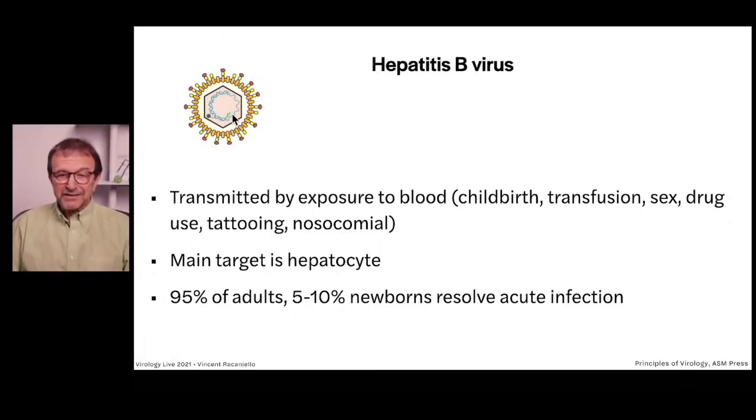Drug use, of course, tattooing. You can even get it in the hospital. And most kids nowadays should be immunized against Hep B because you never know when you're going to get infected, and it's just not a good infection to have. I had to be immunized because I work with human cells, which could be potentially infected with hepatitis B virus. Most adults, if you get infected as an adult, 95% of adults can resolve acute infection, but newborns cannot. Newborns have a problem. Only 5 to 10% of them can resolve an acute infection.